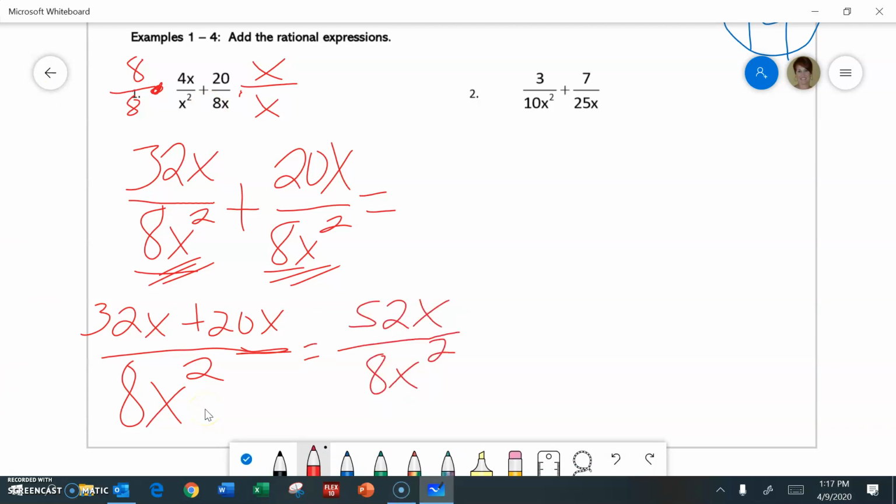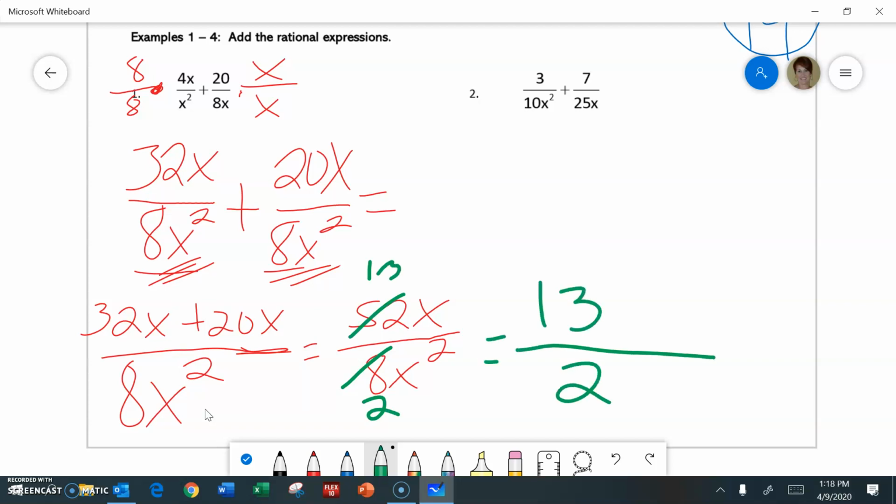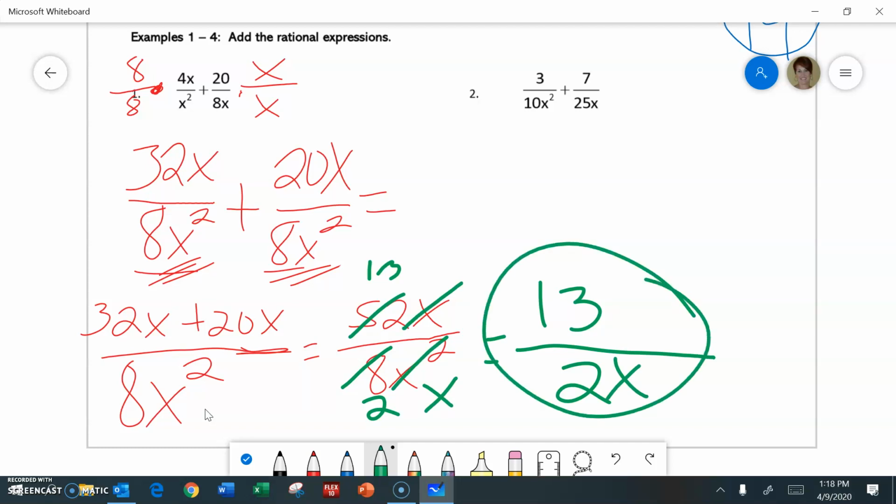All right, and then some of you were trying to leave your final answer this way, but we cannot because we know that 52 and 8, well, they're both even, so we know 2 would go into them. But actually, the biggest number that would go into both those would be 4. So 8 divided by 4 is 2, and 52 divided by 4 would be 13. So I would have 13 over 2 for sure, and then x goes into itself once, and we would be left with an x. So your final answer would be 13 all over 2x.